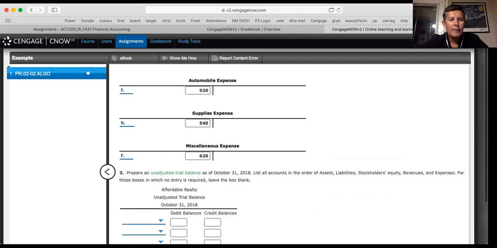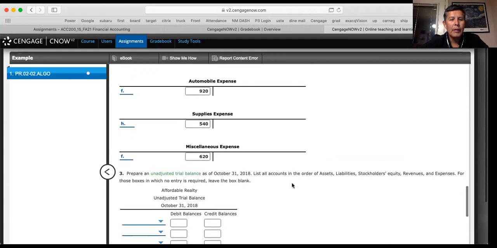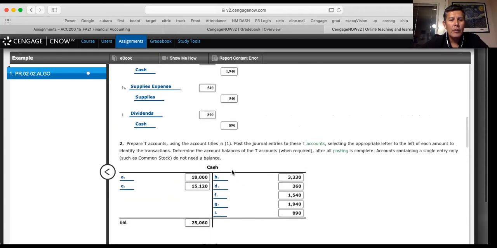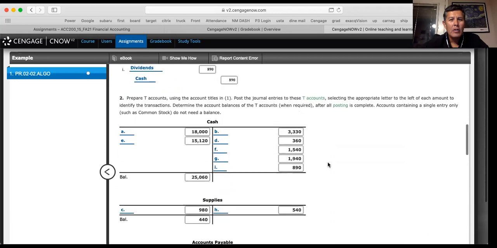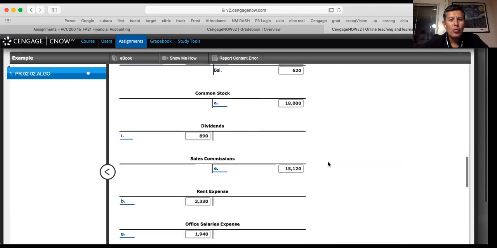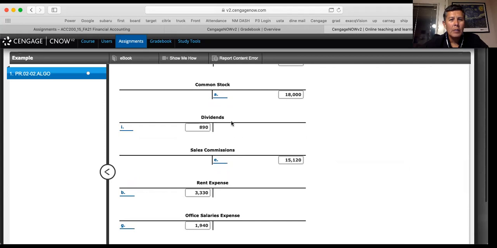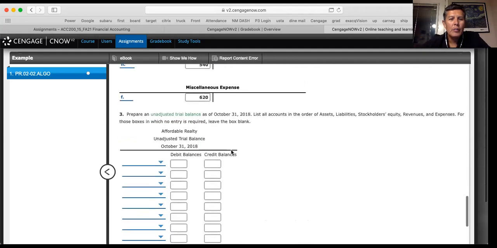All right. Okay, so next, now we're looking at 3. It's saying prepare an unadjusted trial balance as of October 31, 2018. List all accounts in order of assets, liabilities, stockholders' equity, revenues, expenses. For the box in which no entries are required, leave it blank. So keep in mind, these accounts, cash all the way to dividends, are all balance sheet items. And then we get into our income statement, sales commission to expenses. So up here, we'll start with cash.